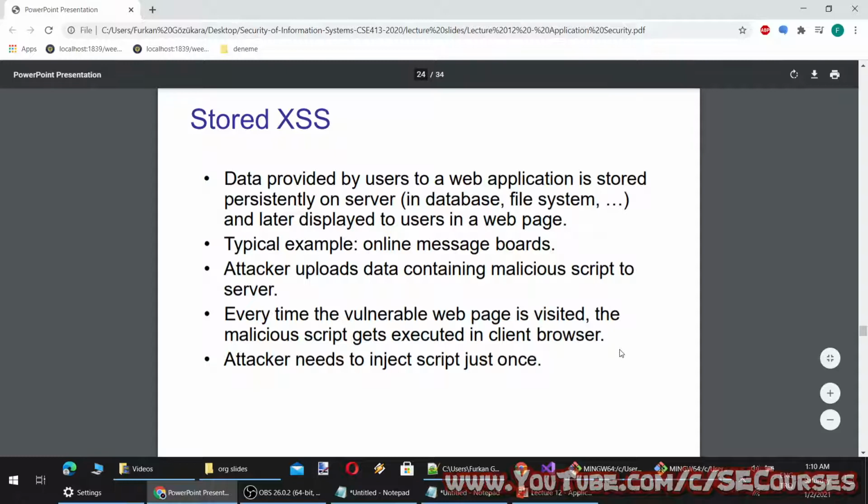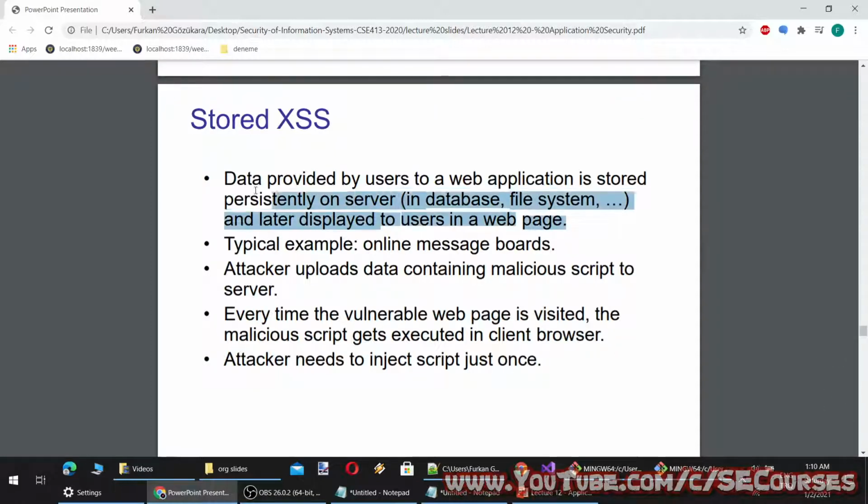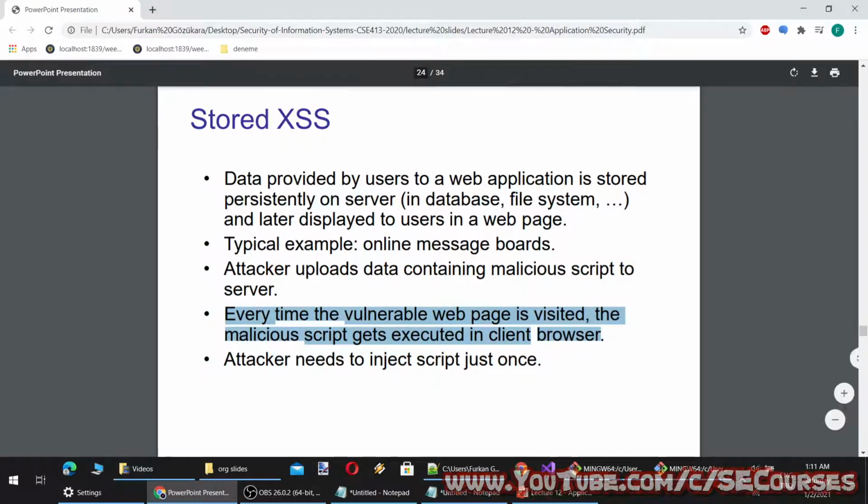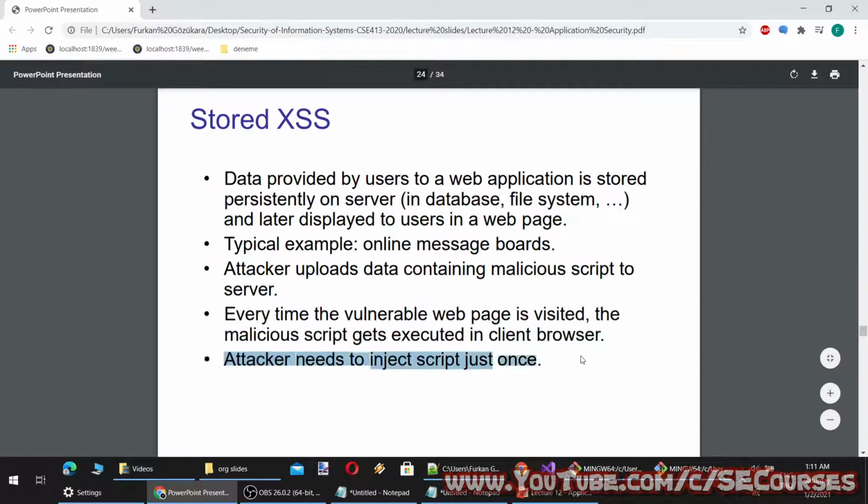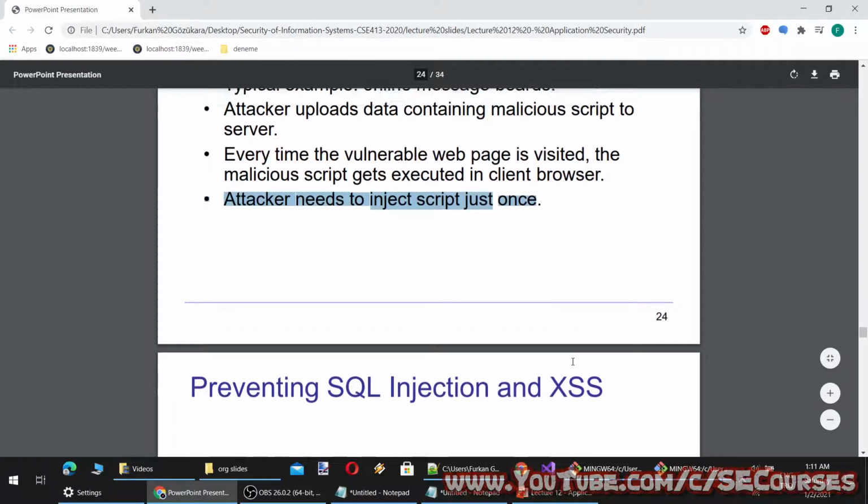Data provided by users to a web application is stored persistently on the server, in a database or file system, and later displayed to users in a web page. Typical example, online message boards. The attacker uploads data containing a malicious script to the server. Every time the vulnerable web page is visited, the malicious script gets executed in the client browser. The attacker needs to inject the script just once.